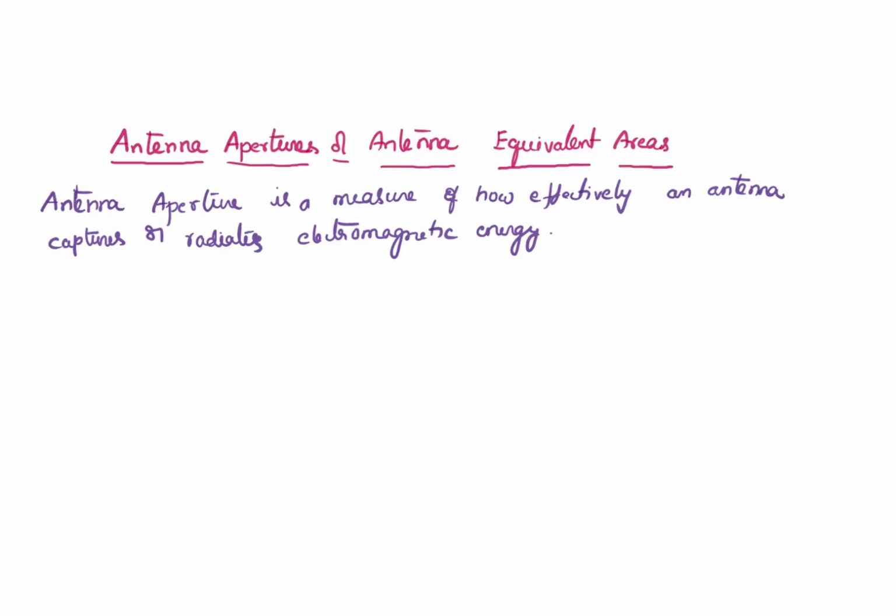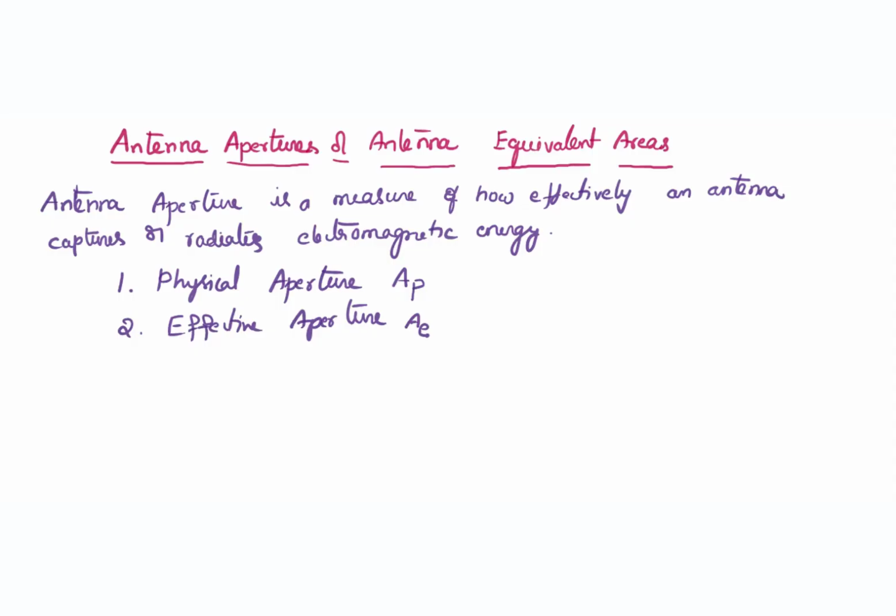Actually, aperture means area. This area value gives how effectively the antenna is capturing, means receiving or radiating, the electromagnetic energy. Under this antenna aperture, we have two concepts: one is physical aperture and the second one is effective aperture. Physical aperture is represented with AP and effective aperture is represented with AE.